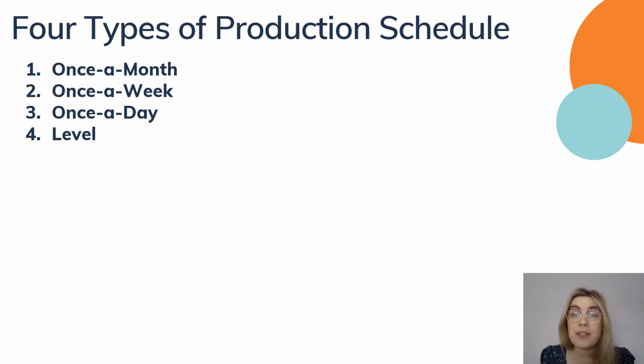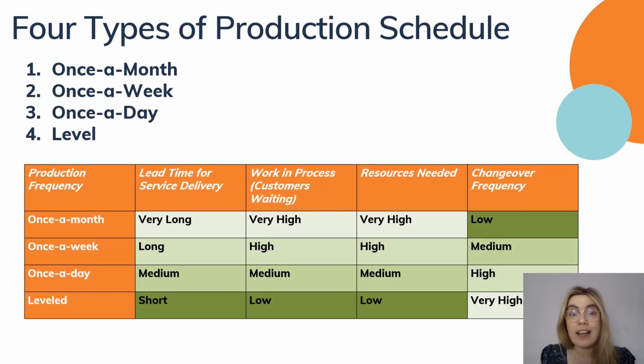To select an appropriate production schedule, we'll need to consider a number of factors. These include lead time for service delivery, the work in the process. So think about this as the number of patients or customers waiting at different stages of the process. If you think about an A&E visit, patients are going to be waiting at the start for their initial assessment. They're then going to be waiting again to see the doctor. And then finally for their final tests or treatment. There's going to be a number of patients waiting at each of those stages and perhaps some bottlenecks at certain stages.